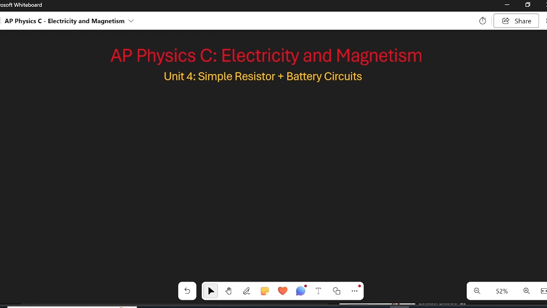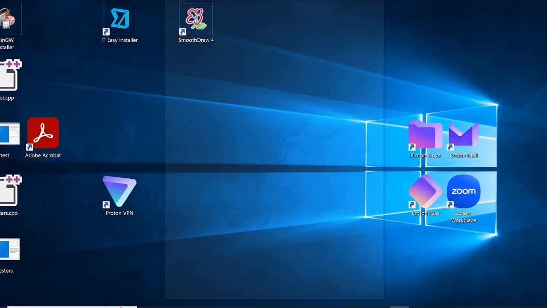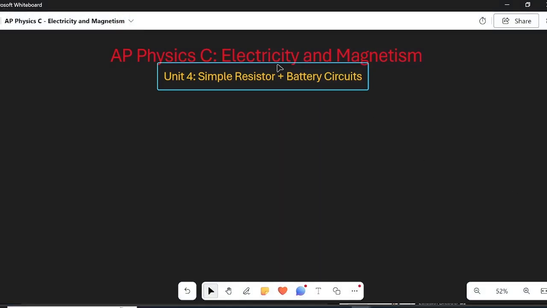Today we are going back to AP Physics C, Electricity and Magnetism, and we're starting on Unit 4, which will be simple resistor and battery circuits. I know the past couple of units have been quite the predicament. They are filled with vocab, and usually they are the most difficult ones. But today we're going to be taking a break. We're going to look at something easier, something that at least for me was more fun to learn. We're going to be experimenting with how we solve circuit equations and things like that.